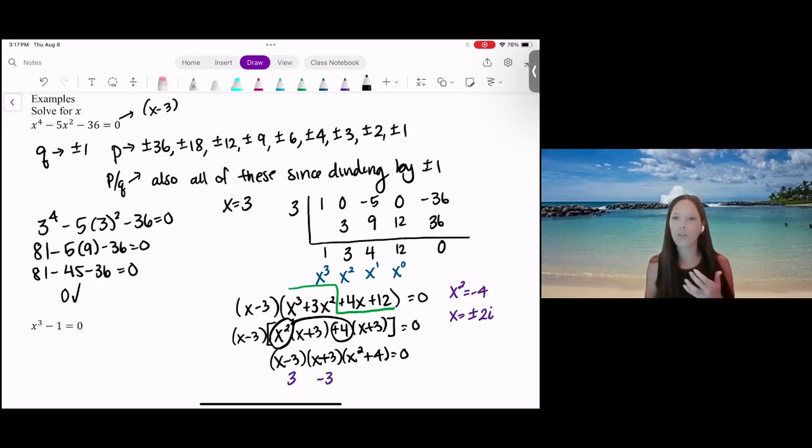But when we say solve for x, we're looking for the real solutions. Unless the question asks you to list the imaginary solutions and the real solutions, you would not want to. You would just want to say x equals 3 and negative 3.